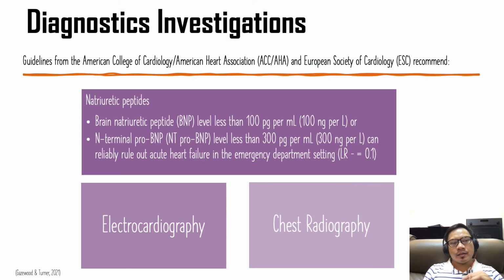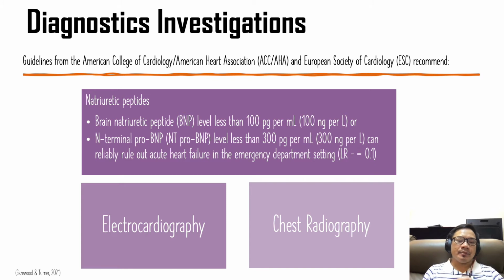So there are diagnostic investigations. Guidelines from the American College of Cardiology, AHA, and the ESC recommend the use of natriuretic peptides for assessment of patients with symptoms of heart failure. A brain natriuretic peptide level less than 100 picograms per ml or an N-terminal pro-BNP level less than 300 picograms per ml can reliably rule out acute heart failure.